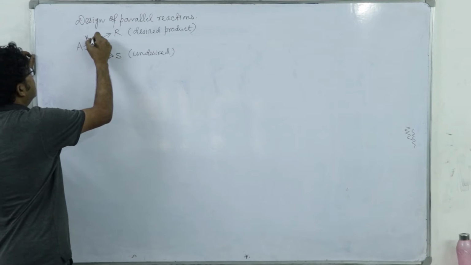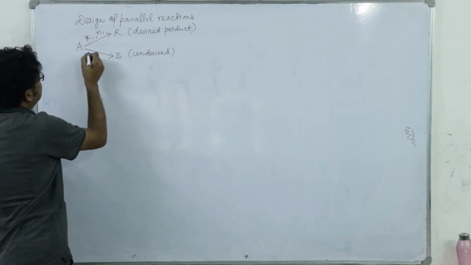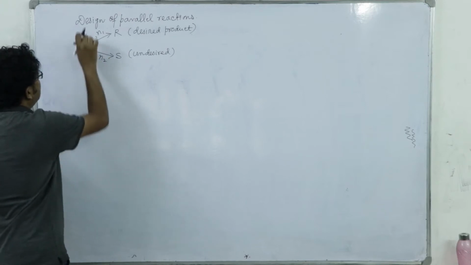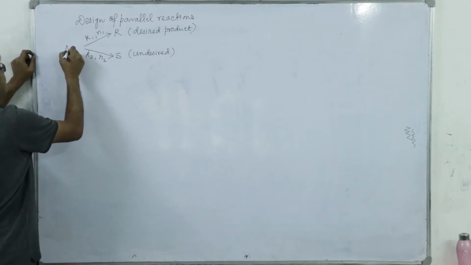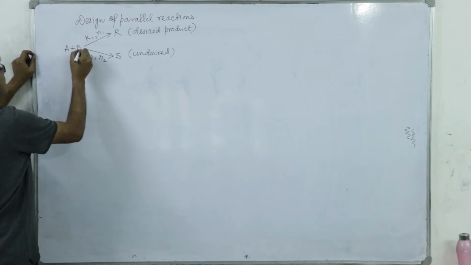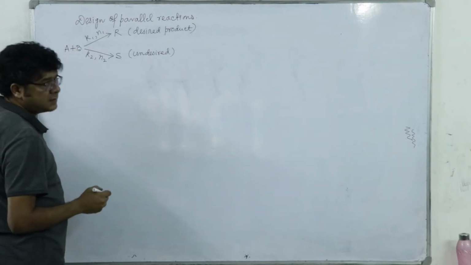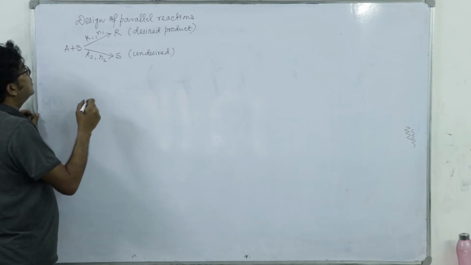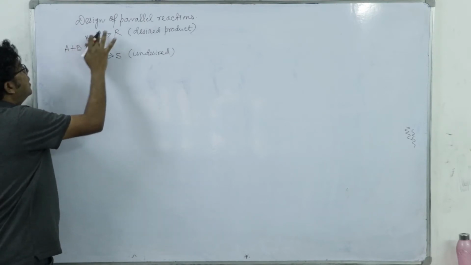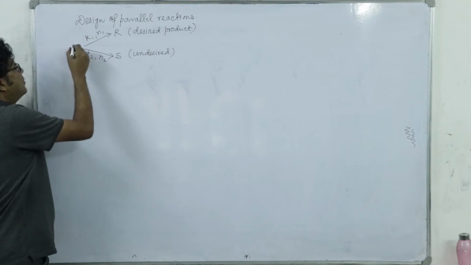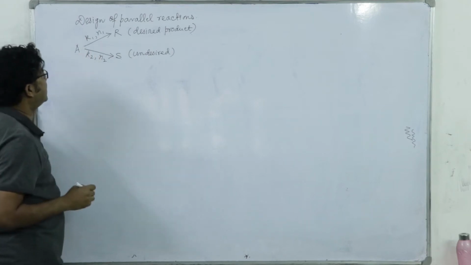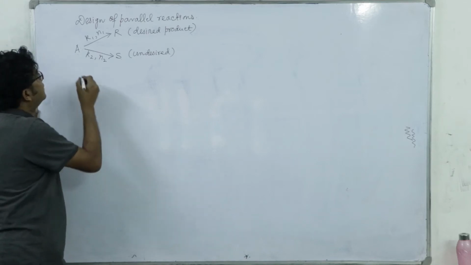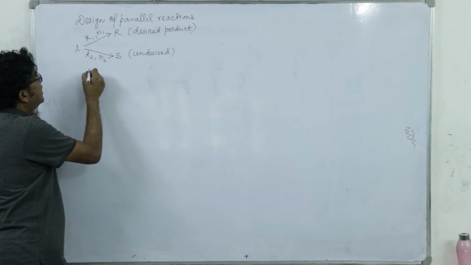Let us consider rate constant K1 and order N1 here, and rate constant K2 and order N2 here. Or we may think of a reaction A plus B giving R and S directly. Okay, let's not complicate. Let's go with A first. Next we will introduce A and B.